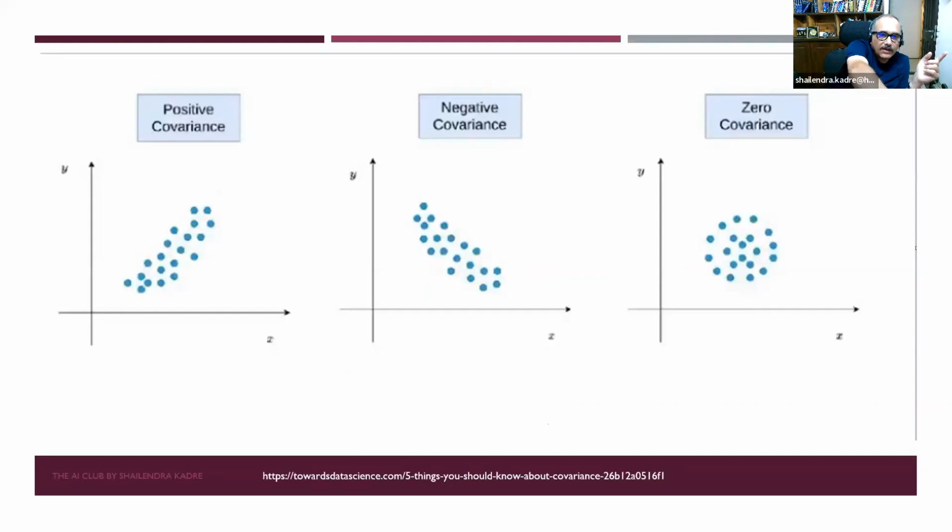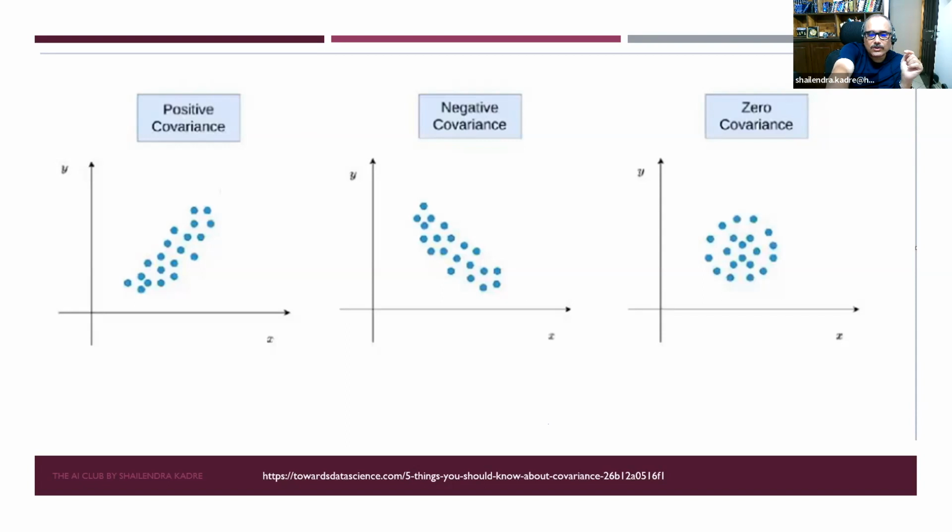See here on the left hand side, I say positive covariance, but it's not a very strong positive covariance. Why? It's not a perfect straight line. It is increasing, but it is slightly curvilinear. You can see it's a slightly curvilinear shape. Okay, so it's not a perfect positive. So it's not a large positive covariance.